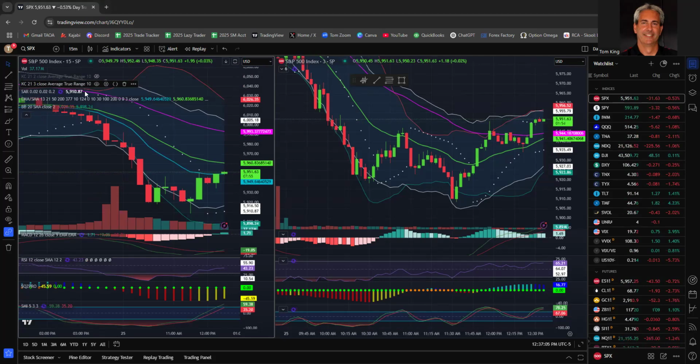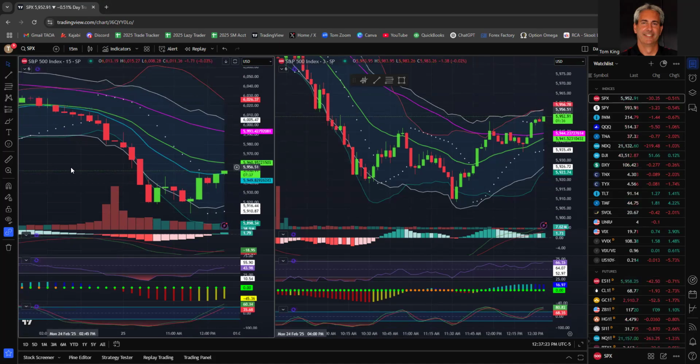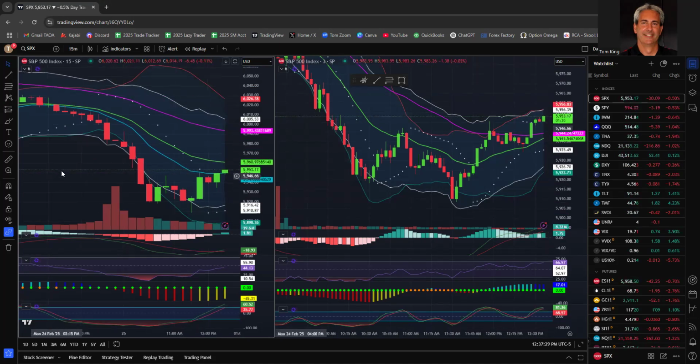So I've got, again, the 21 in green. I've got the 50 in magenta on here. You've got the PSAR reversals, the dots, as well as the Bollinger Band and the Keltner channel at a 3 ATR, which is the average true range. So those are all set up on here for me.